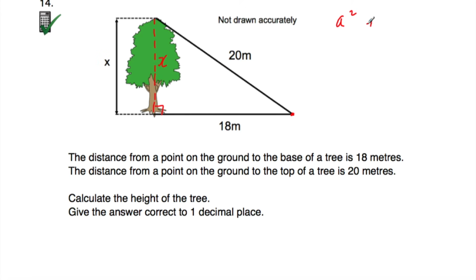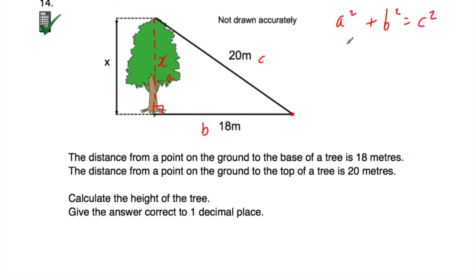So a squared plus b squared is equal to c squared. So let's label our sides. A and b are the two shorter sides, and c is the hypotenuse, the longer side. So the c is going to be our 20 meters, the longest side of the right angle triangle. And the a and the b, I'm going to call this side a and this side b. So we've got a is x, we've got b is equal to 18 meters, and c is equal to 20 meters.